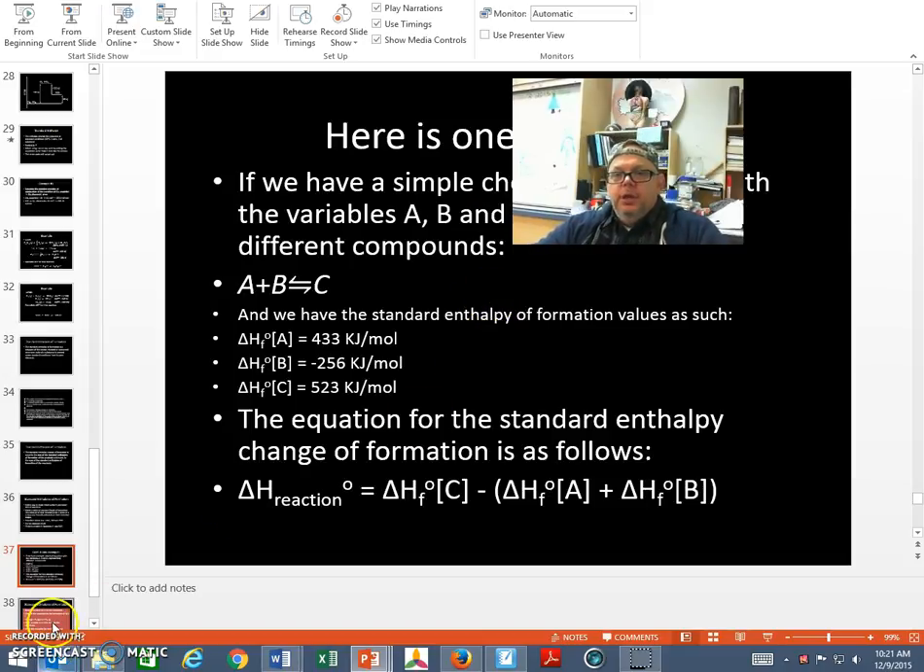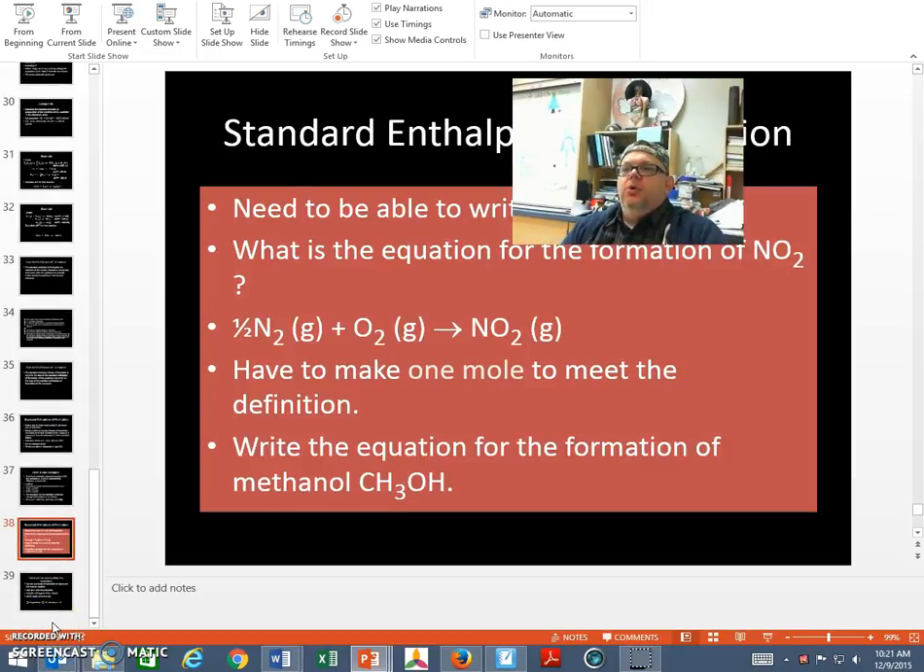As we go to the end here, the idea is you need to be able to write the equations. Again, what's the equation for the formation of NO2, for example? This is where we can use the fractions. 1/2 N2 plus O2 gas gets us NO2. We have to make 1 mole meet that definition. And write the equation for the formation of methanol. That's just the problem, which you guys can go look up.